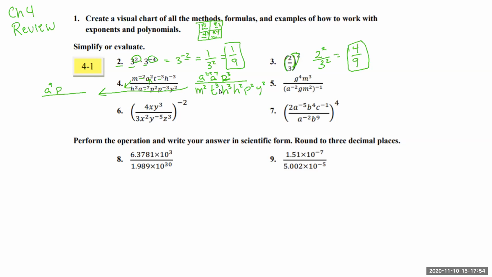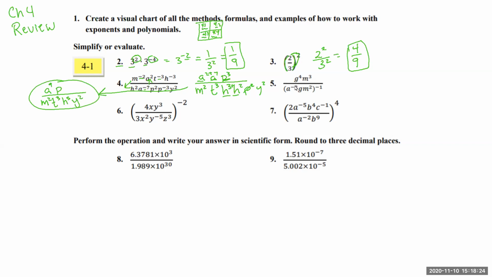Then going to the bottom, there's no other m's, so we're just going to leave it m^2. There's no other t's, so we're going to leave it t^3. Then we have the h's, h^3 and h^2. We're going to add those exponents together and have h^5. And then we got rid of the p. Going on to y, we don't have any other y's, so it's just going to be y^2. And this is going to be our final answer there.